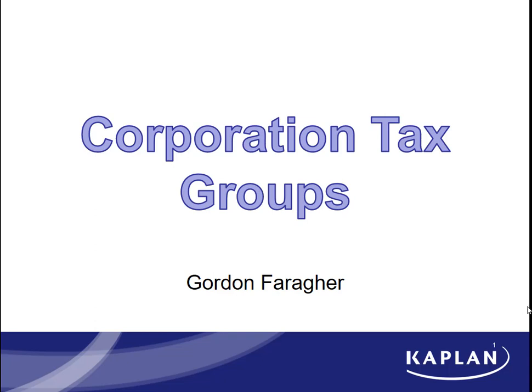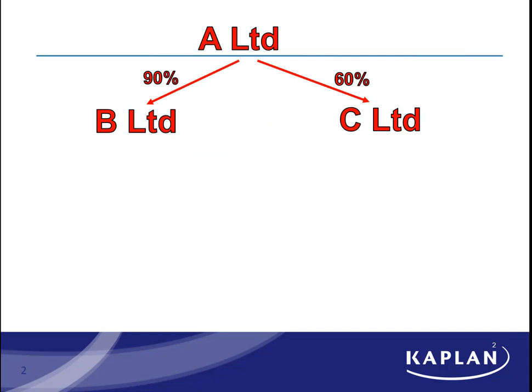This brief recording looks at the corporation tax implications of being involved with a group of companies. So here's a random looking group. We've got A Limited owning 90% of B Limited and 60% of C Limited.